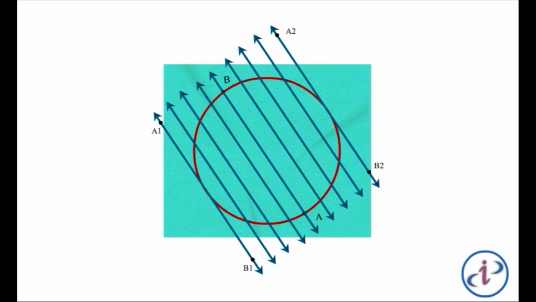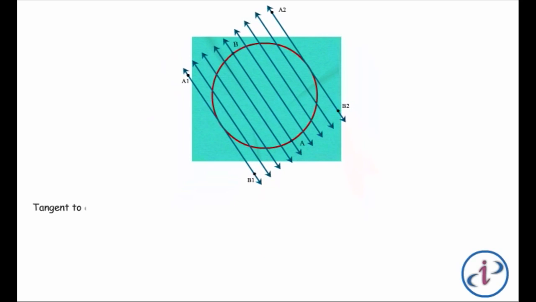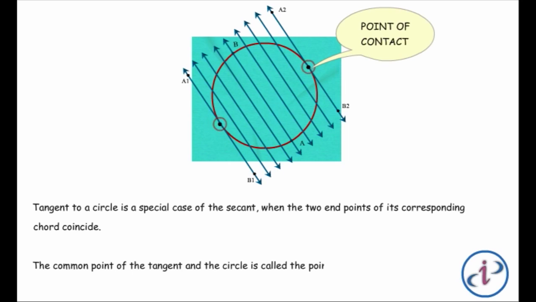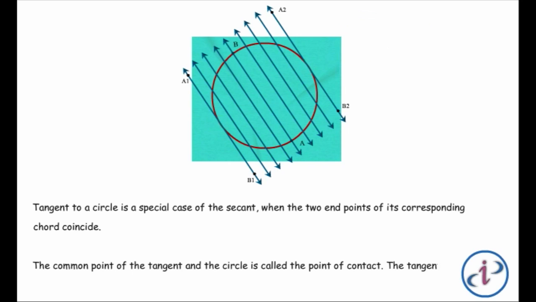From this, what we see is the tangent to a circle is a special case of the secant when the two endpoints of its corresponding chord coincide. The common point of the tangent and the circle is called the point of contact. The tangent is said to touch the circle at the common point.